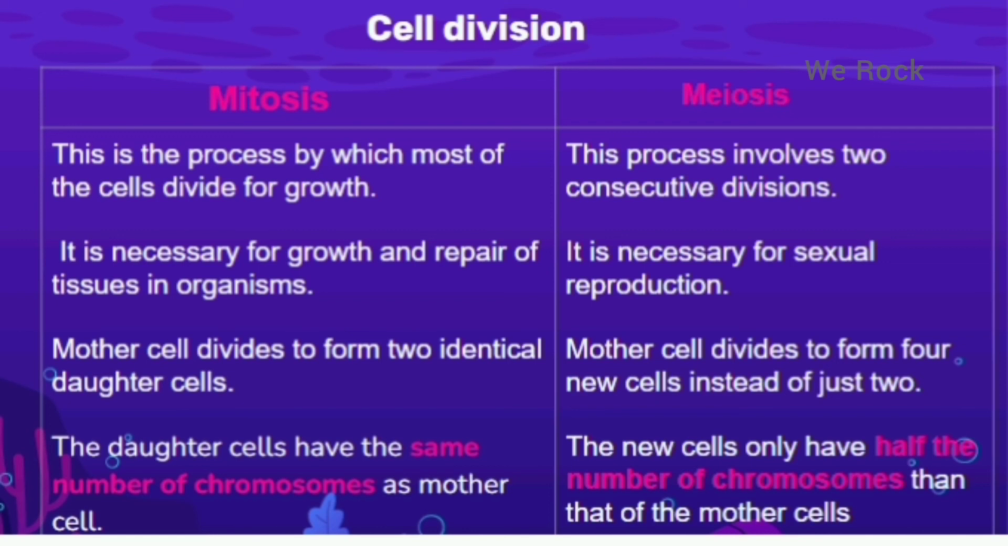Meiosis. This process involves two consecutive divisions. It is necessary for sexual reproduction. A mother cell divides to form 4 new cells instead of just 2. The new cells only have half the number of chromosomes of the mother cell.